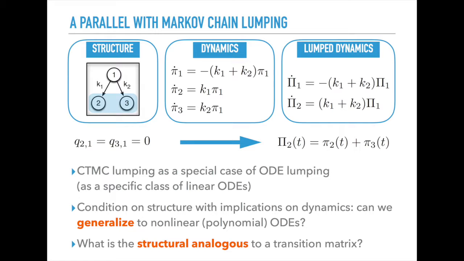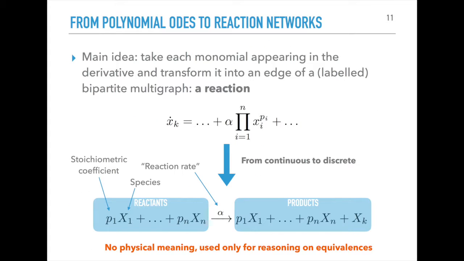And in particular, what we need is somehow what I'm calling here the structural analogue to a transition matrix. So what is the structural analogue for a nonlinear system of differential equations to this kind of structure, which only makes sense for continuous time Markov chains? Okay? So now I'm telling you what this structural analogue is. And this structure is what we are calling a reaction network. How do we create this reaction network? We create it in this way here.